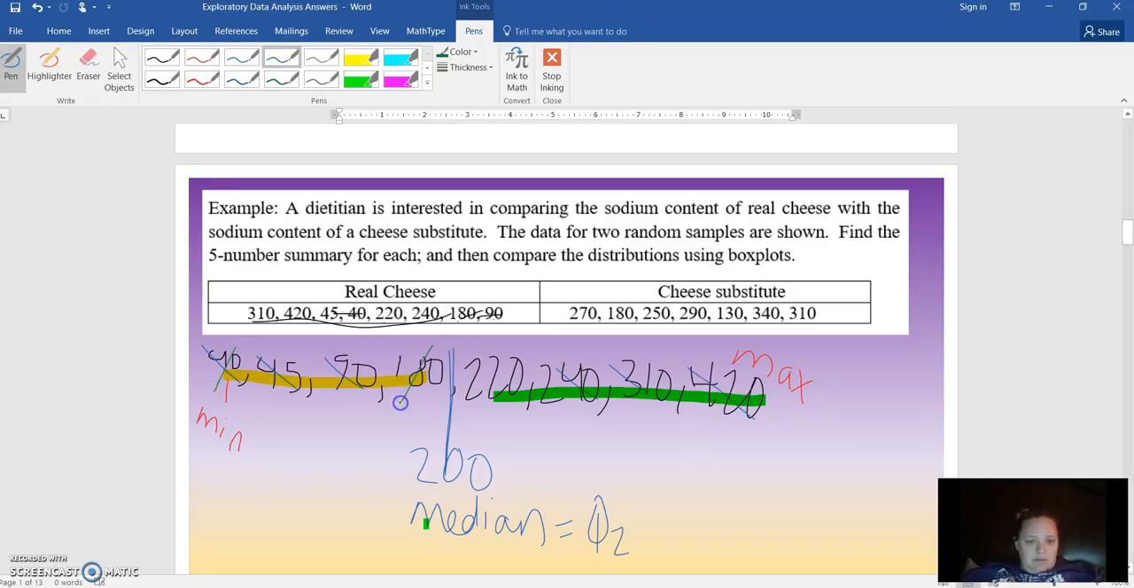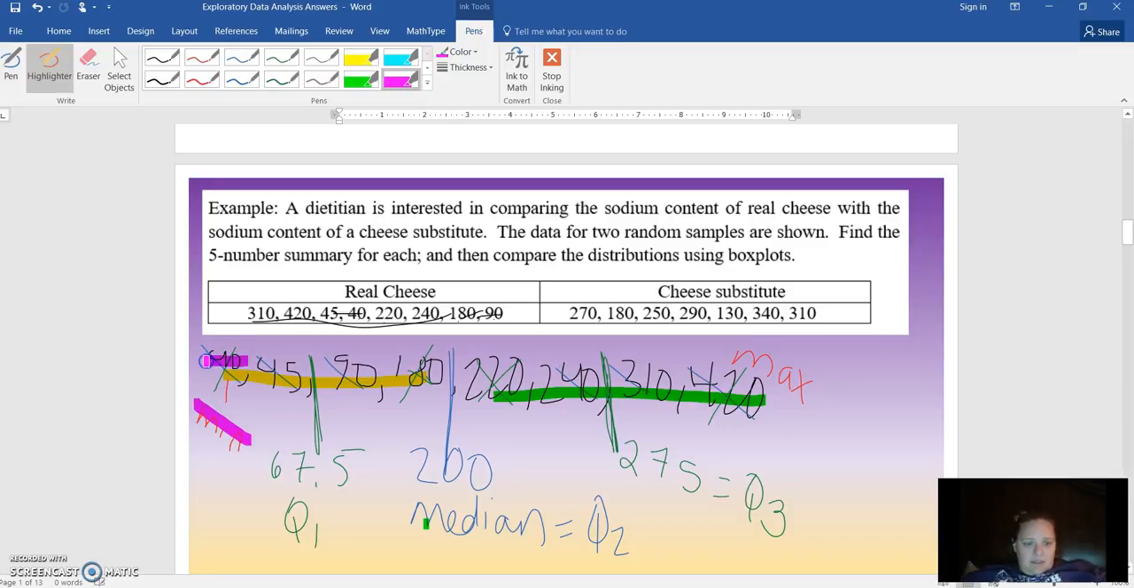So Q1 is right here. 45 plus 90 divided by 2 is 67.5. That's Q1, the median of the lower half. Then I need to do right here, 240 plus 310 divided by 2, get 275. That's Q3. All right, so my answers: the minimum is 40, Q1 is 67.5, Q2 is 200, Q3 is 275, and the max is 420. That's for the real cheese.